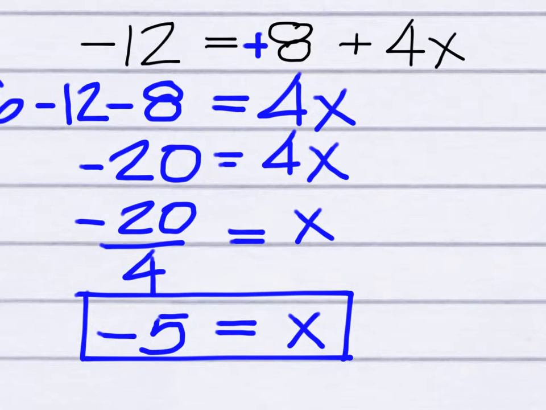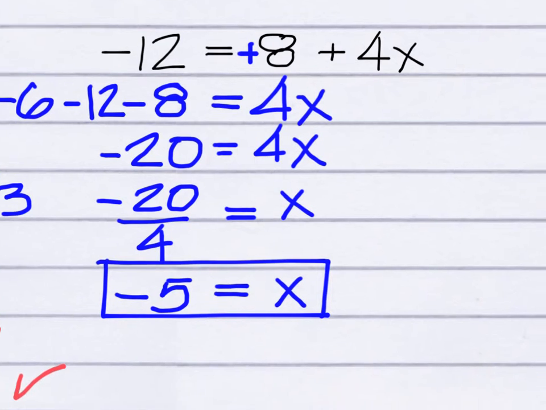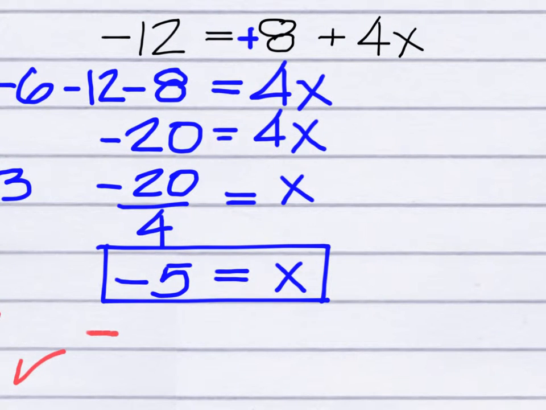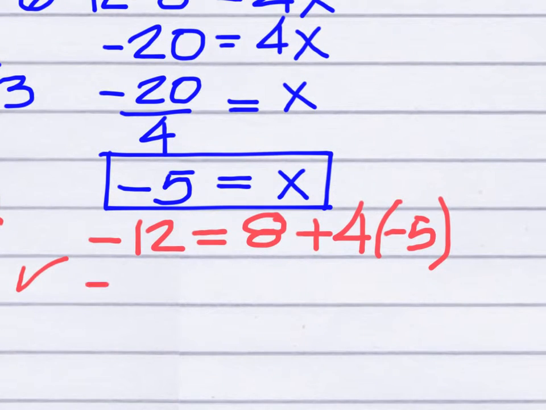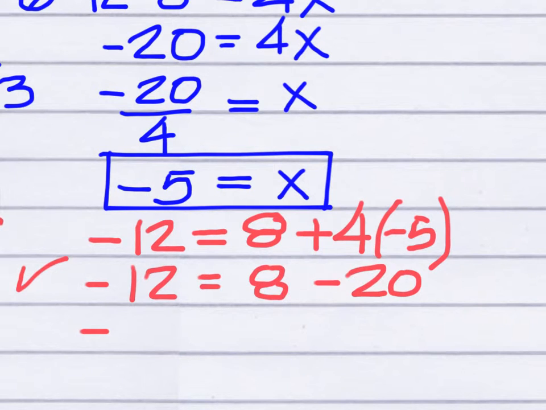If you're uncertain whether or not you have the right answer, you can plug it back in. Negative 12 equals 8 plus 4 times a negative 5. Negative 12 equals 8 minus 20. 8 minus 20 is negative 12, so it works out.